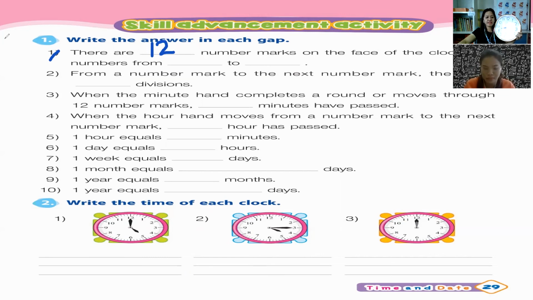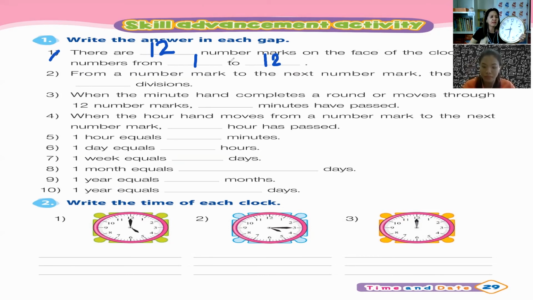And it says the numbers start from one number. The number starts from? Yes, 1. Correct. Very good. 12. So that is the example.